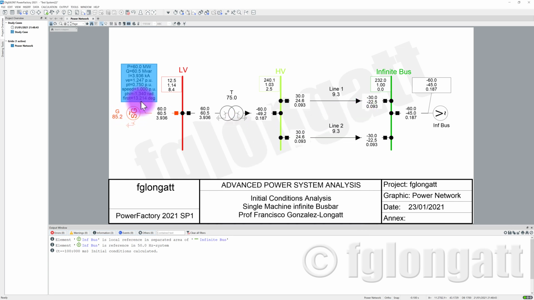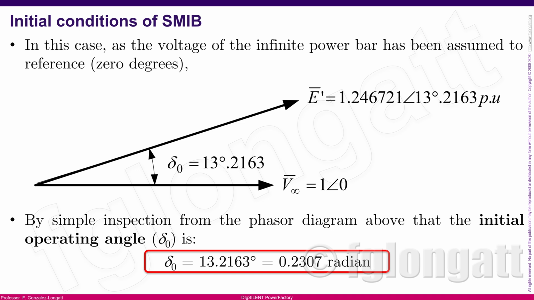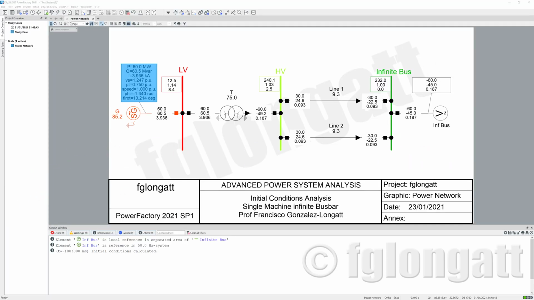And now look over here. If you look at the variable fipdr, it is representing 13.214 degrees, okay? That is the angle that we obtain here in Power Factory. And let's compare that angle with the angle that we got in the manual calculation, okay? If we go here to the manual calculation, look over here, 13.216. And inside Power Factory, we get 13.214, okay? That is similar, okay?